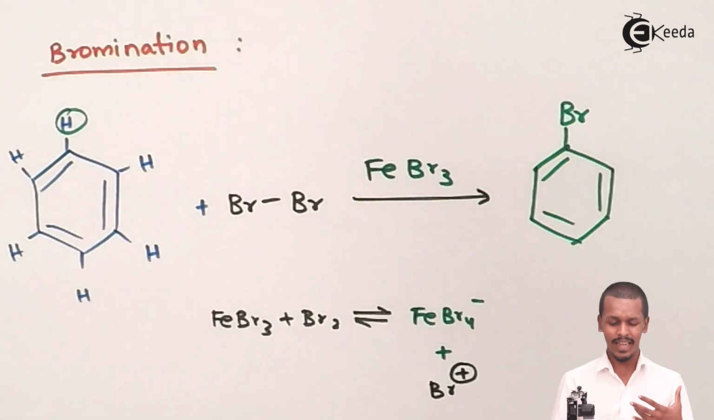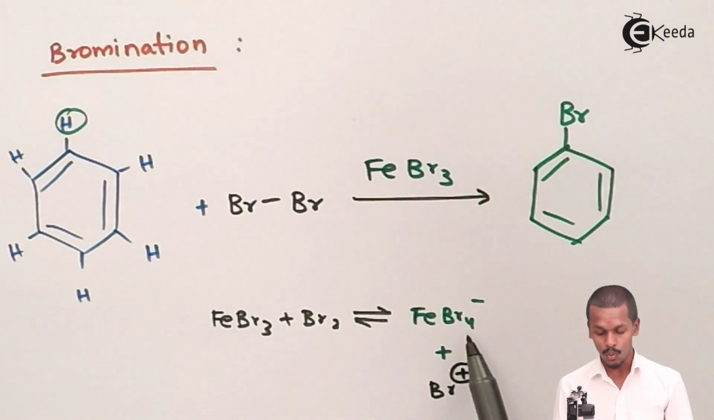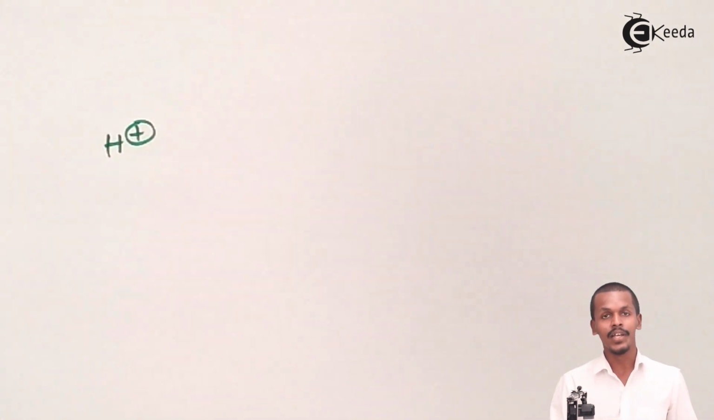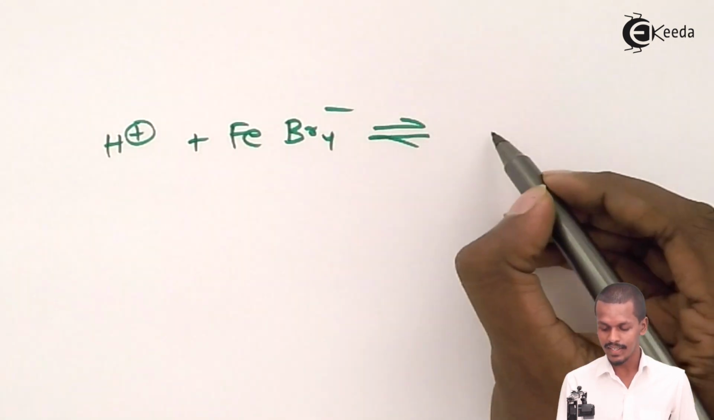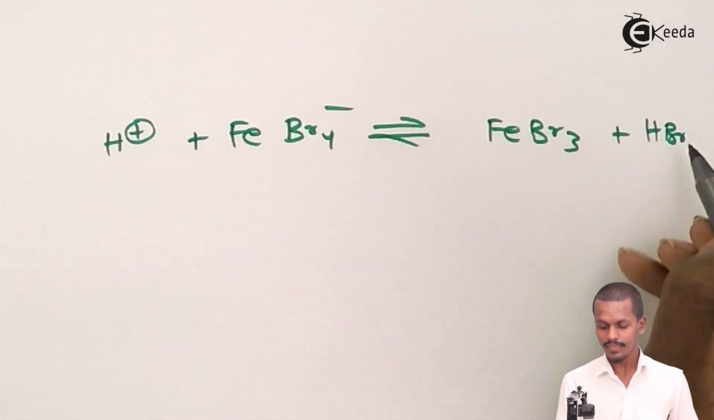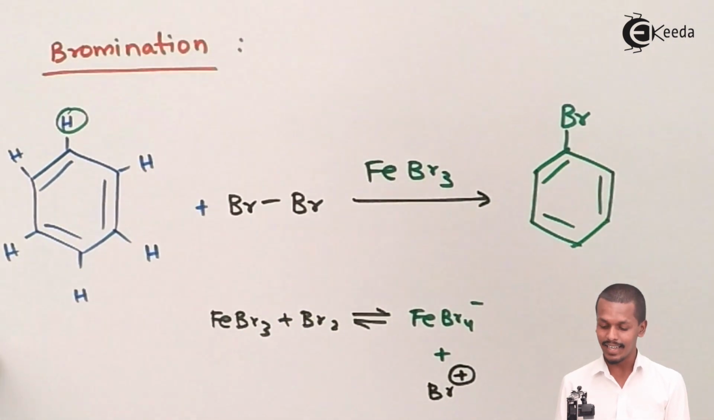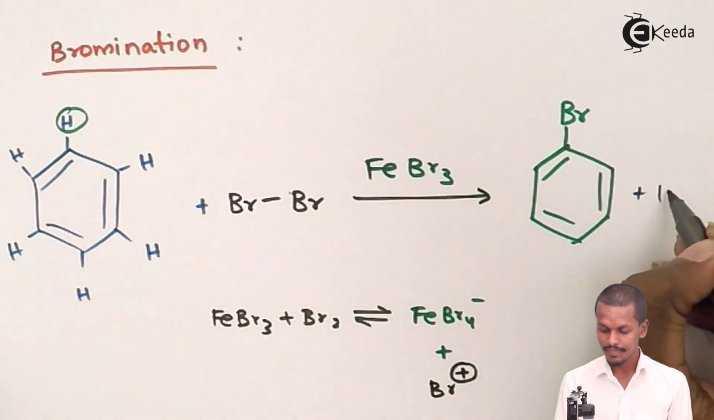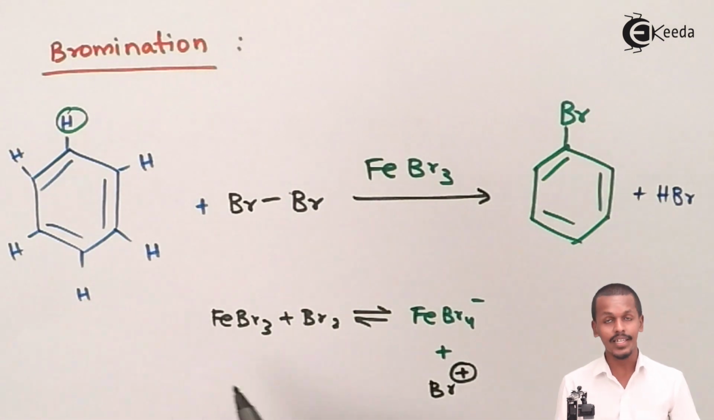And that's the reason that this hydrogen atom would be removed. It is not only this hydrogen atom, any one of the hydrogens could be removed, and that H plus atom that has been removed will react with FeBr4 minus so as to produce FeBr3 plus HBr. Again, FeBr3 is retained, and that is the reason it acts like a catalyst, and the thing that has been removed in this case is hydrogen bromide. So this was the reaction in which we converted benzene into bromobenzene.